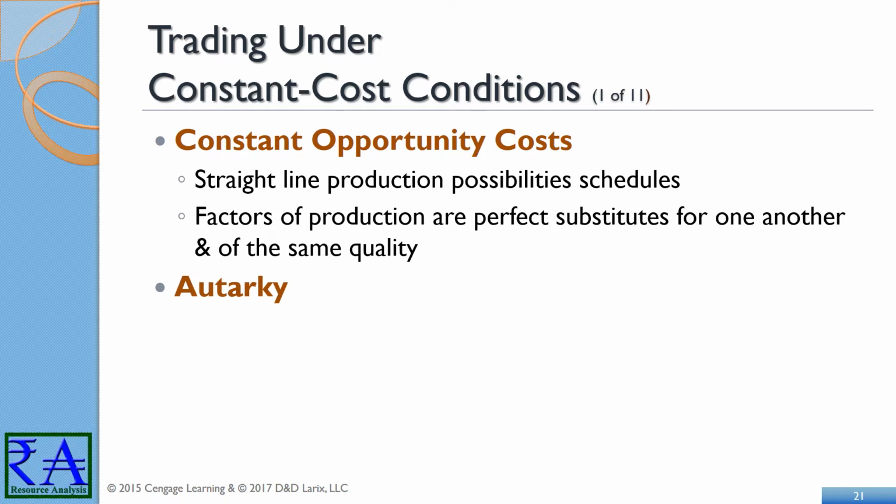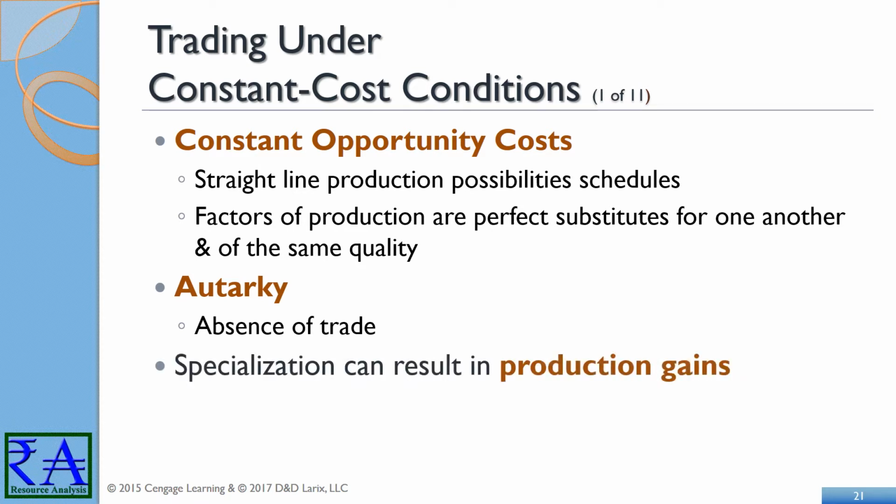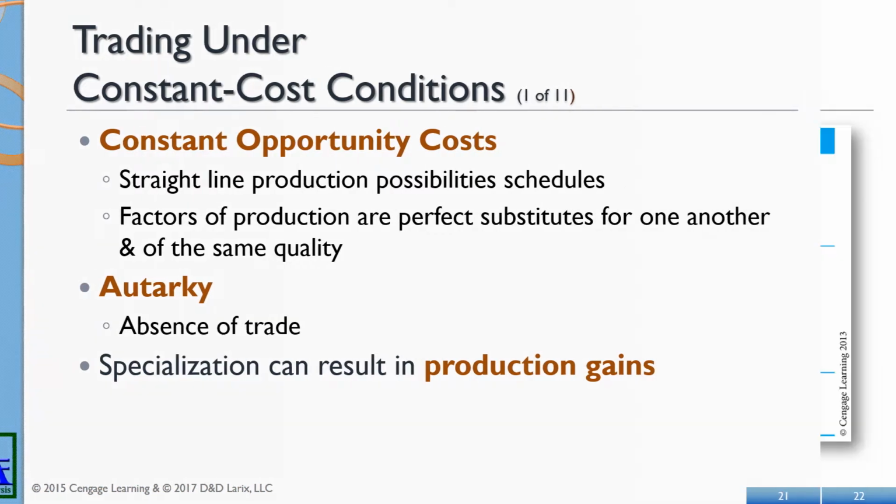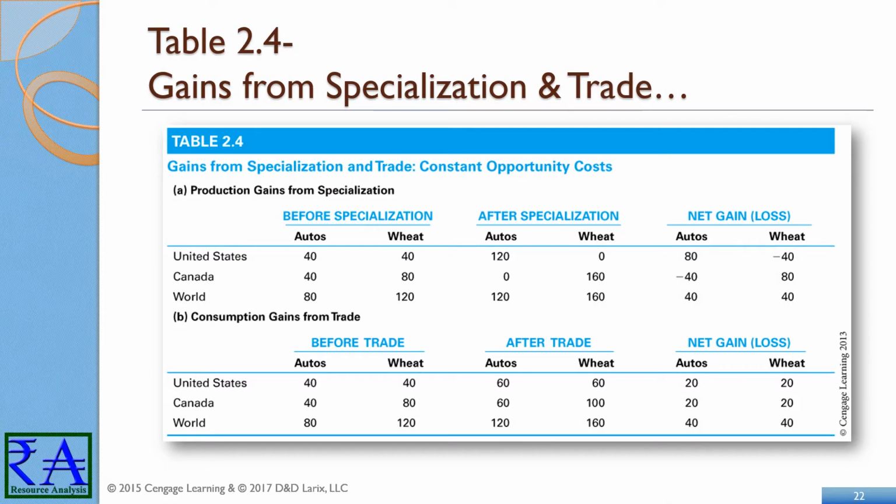Autarky is another example of a constant condition, meaning there is a complete lack of trade to or from the subject nation. Economists will often use this term to identify a starting point for a subject nation's trade balance transformation. We will look at a hypothetical example of the production of wheat and automobiles between the US and Canada.